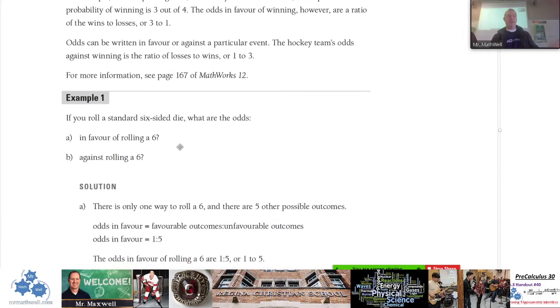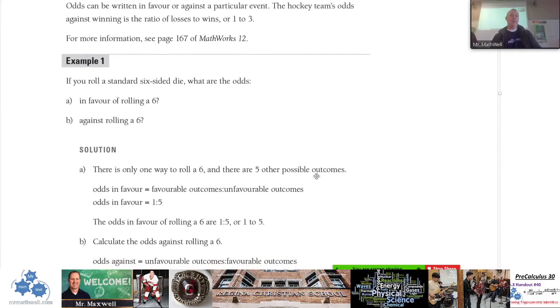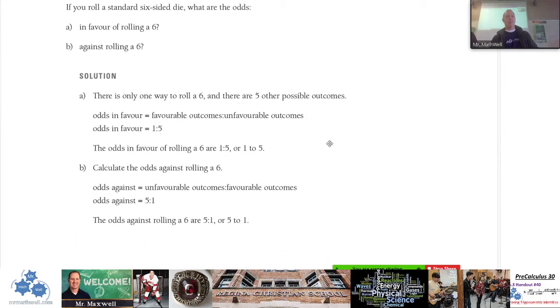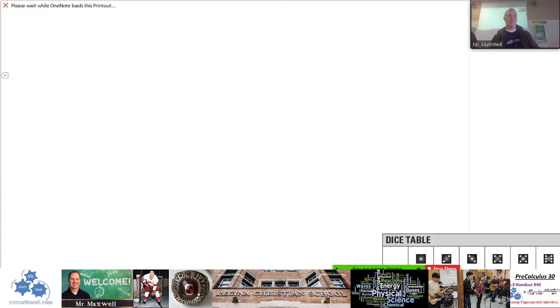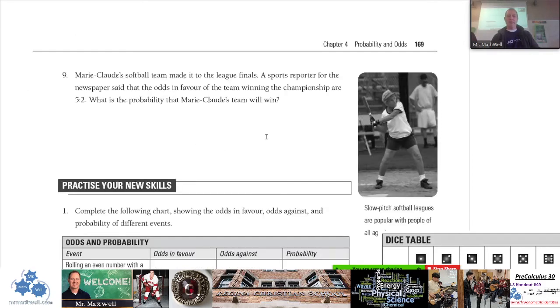All right, so that's a question that we just kind of did with number 2. This example here is talking about rolling a number 6. Okay, so you can look at this example if you want. It's very, very much the same, exactly what I just ran through here.